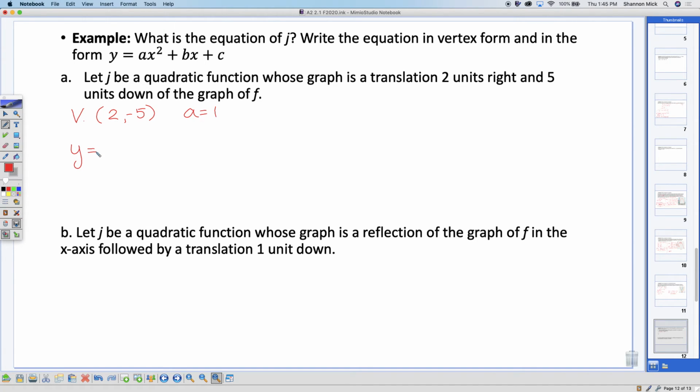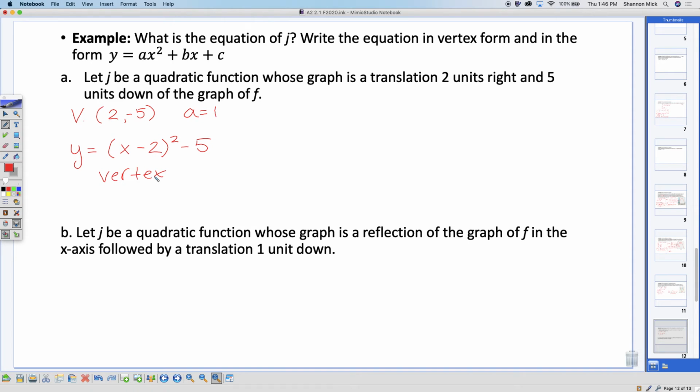In parentheses, x minus 2, squared, minus 5. Done. You're having a hard time with those pluses and minuses. No, I know what I'm doing. I wrote it down right. Okay, so now I have what form? Vertex. I need what? Standard.